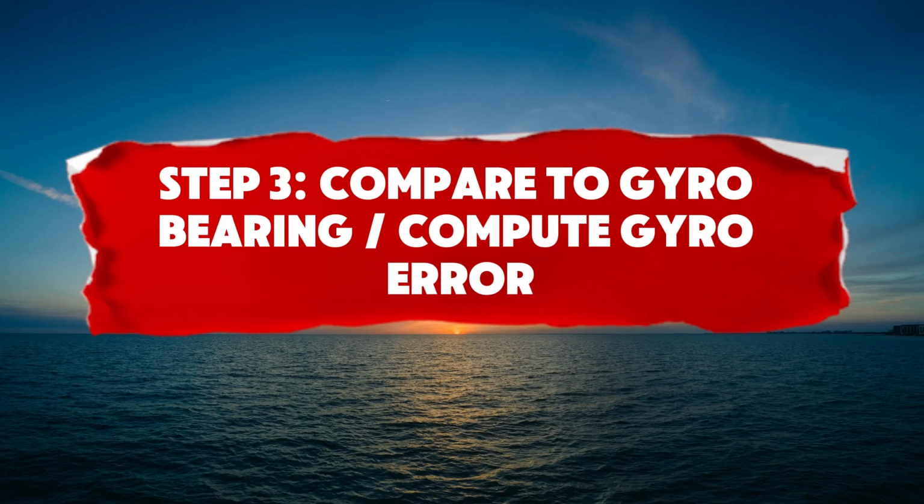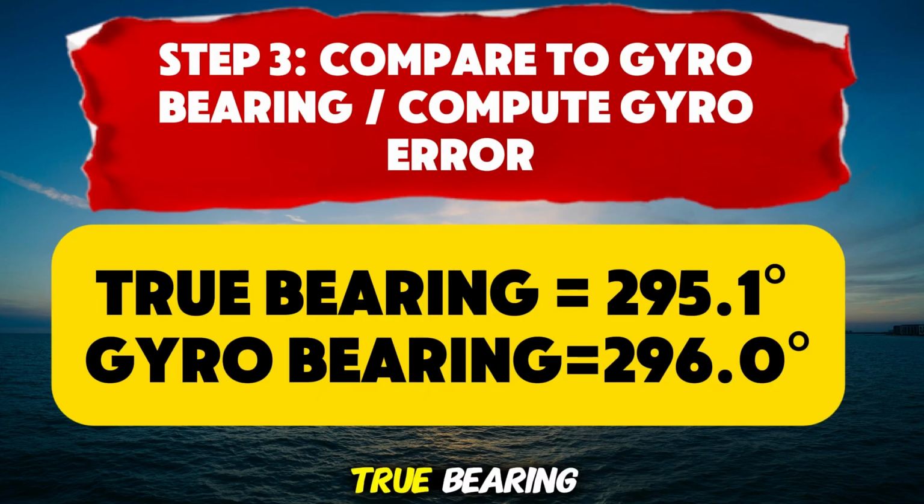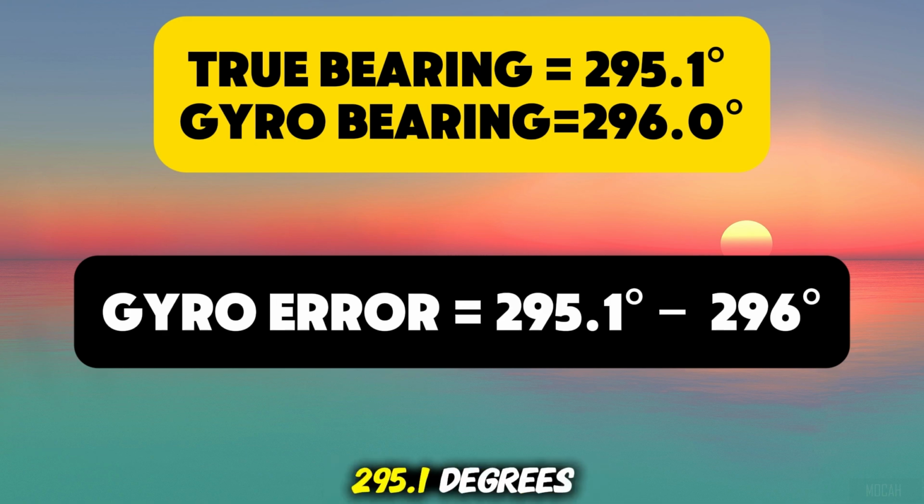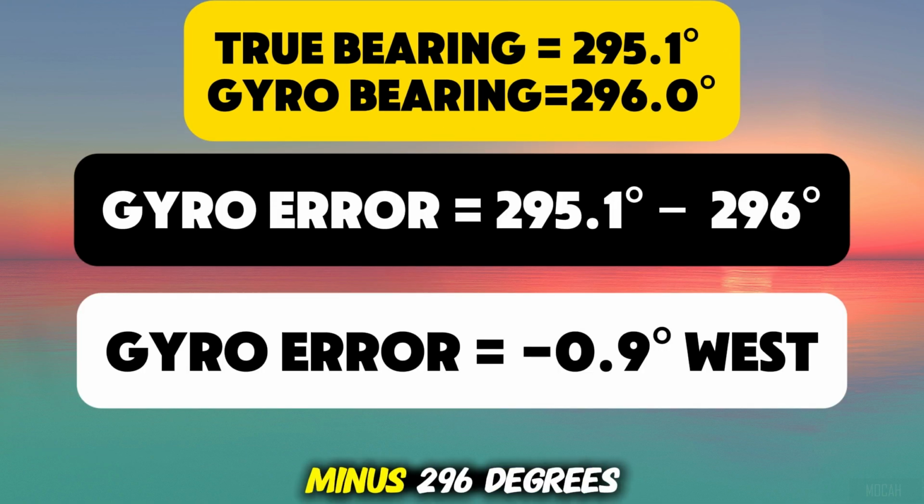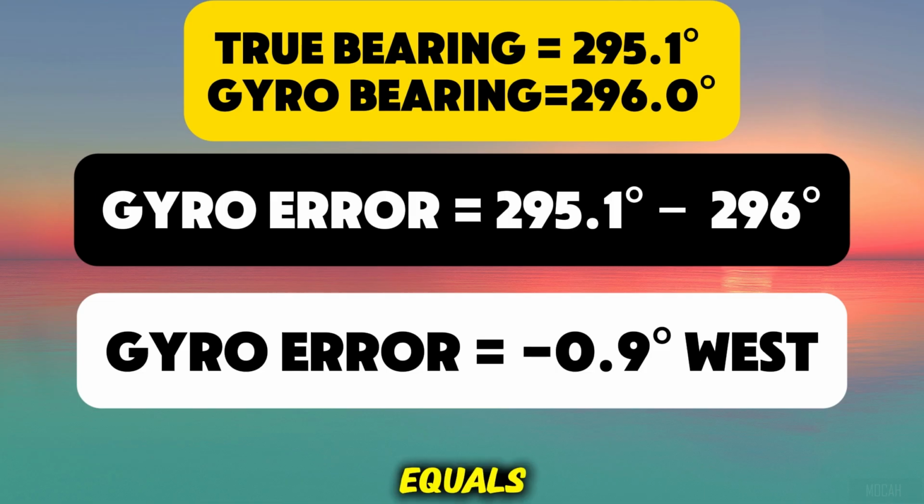Step 3. Compare to gyro bearing. True bearing equals 295.1 degrees, while the gyro bearing equals 296.0 degrees. So the gyro error equals 295.1 degrees minus 296 degrees equals negative 0.9 degrees, west.